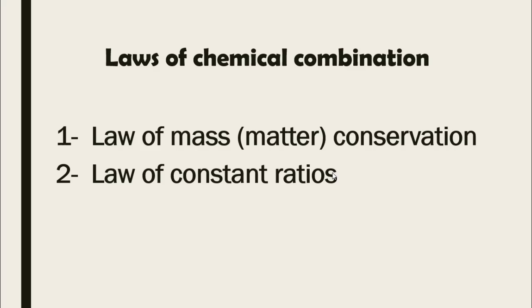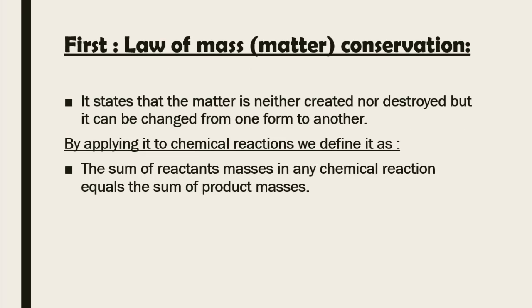The second part is the laws of chemical combination. I have 2 laws of chemical combination. Number 1 is called the law of mass or matter conservation, and number 2 is the law of constant ratios. First of all, let's talk about the law of mass or matter conservation. According to the law of conservation of matter, matter is neither created nor destroyed, but it can be changed from one form to another. And this is called the conservation law of matter.